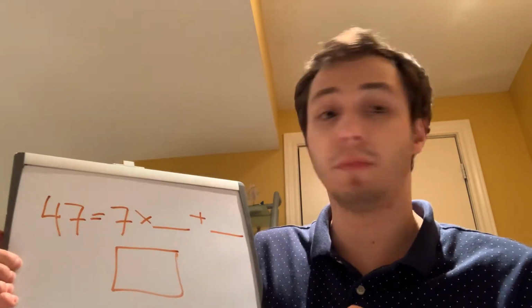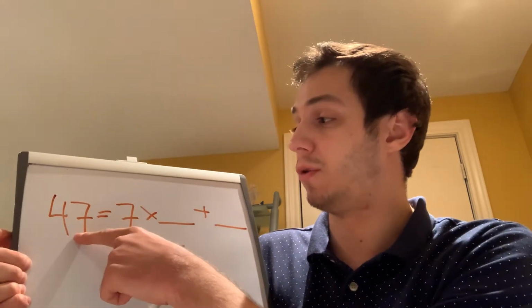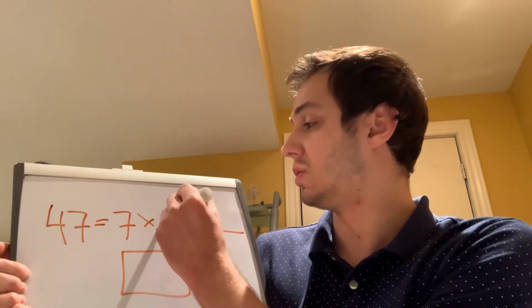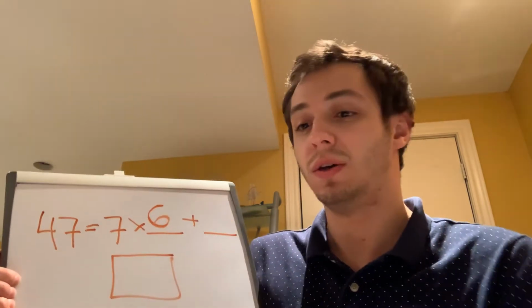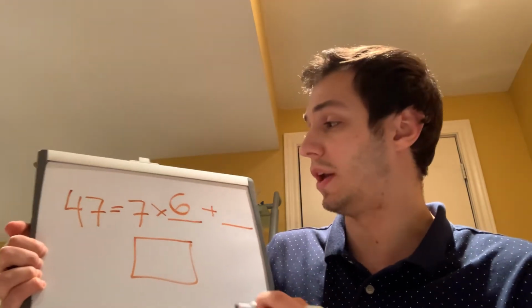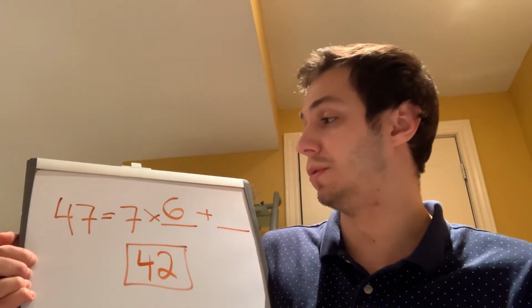We know that 7 multiplied by 7 is 49. 49 is bigger than 47, so it can't be 7. Let's try 6. So 7 multiplied by 6 will give us 42. 42 is less than 47, so that number will work. So right in this box, I'm going to write 42.